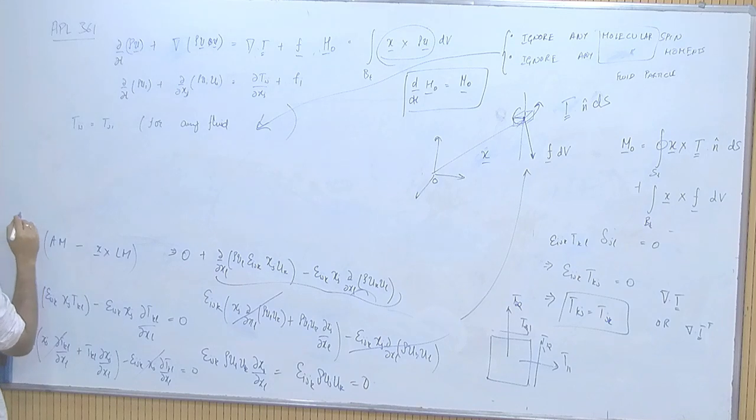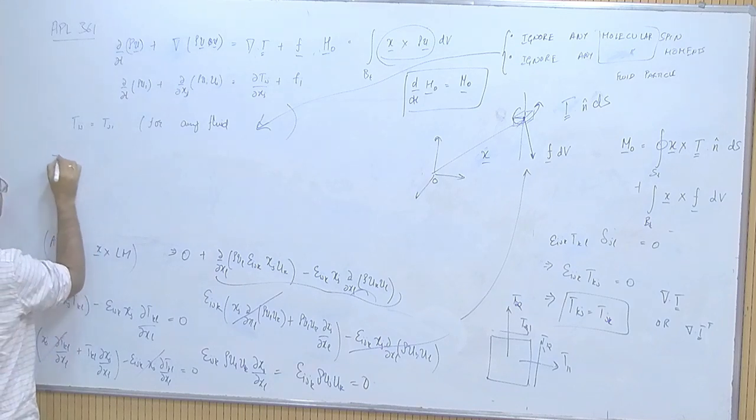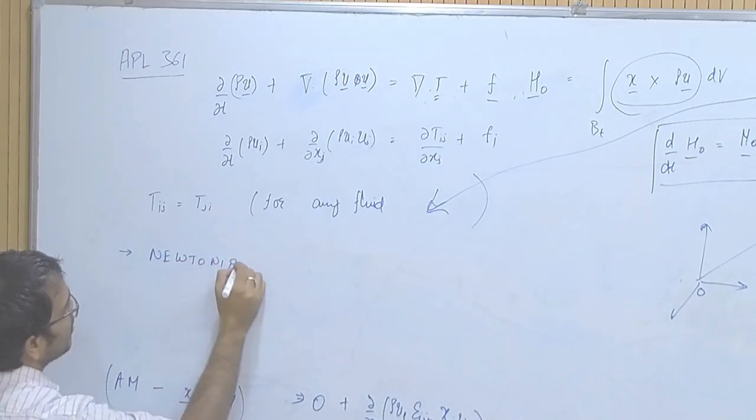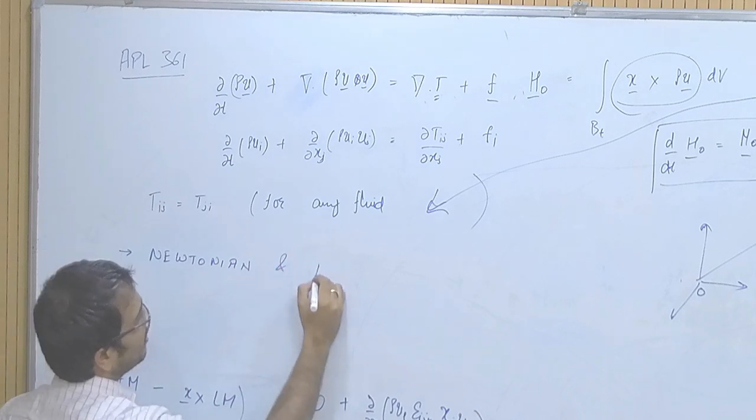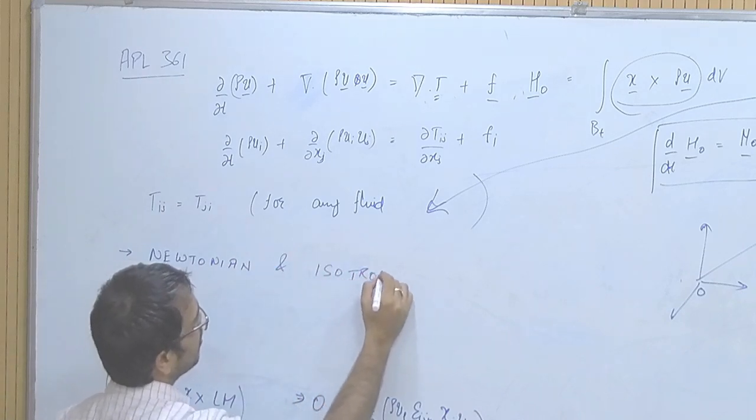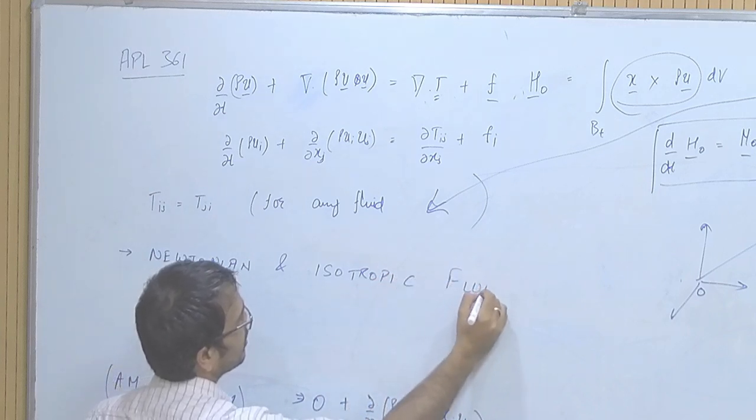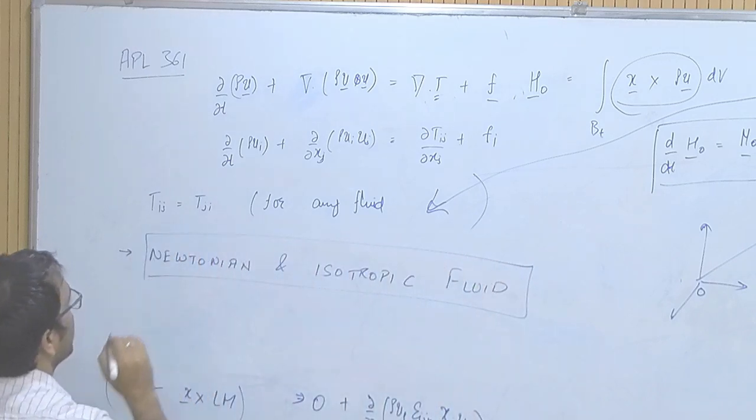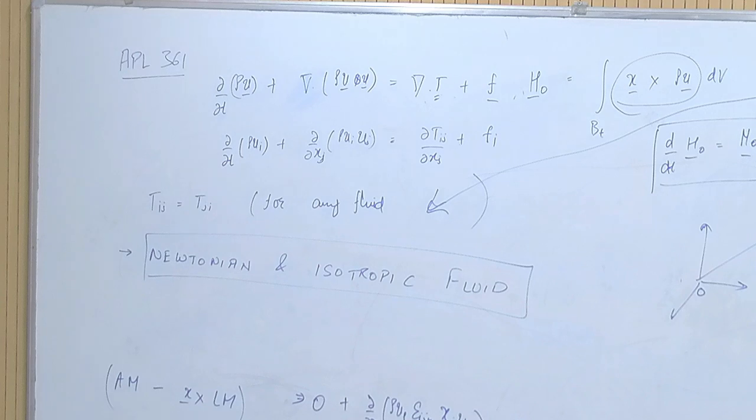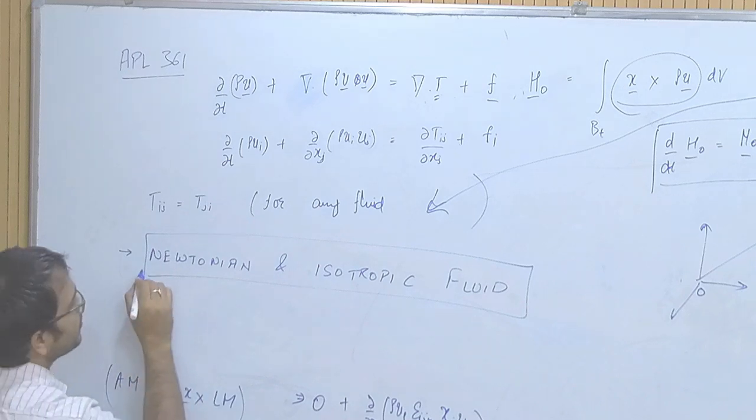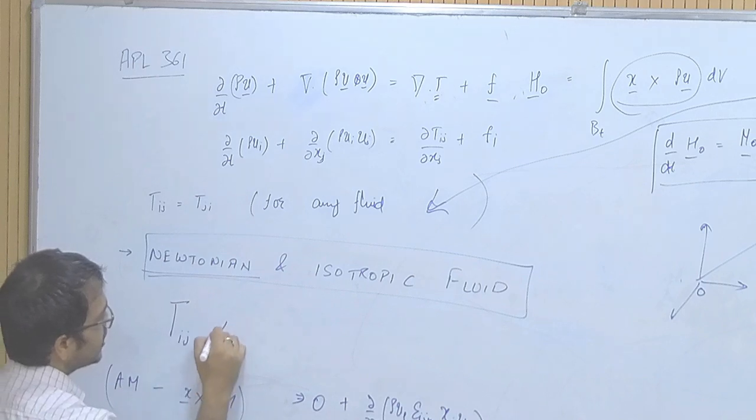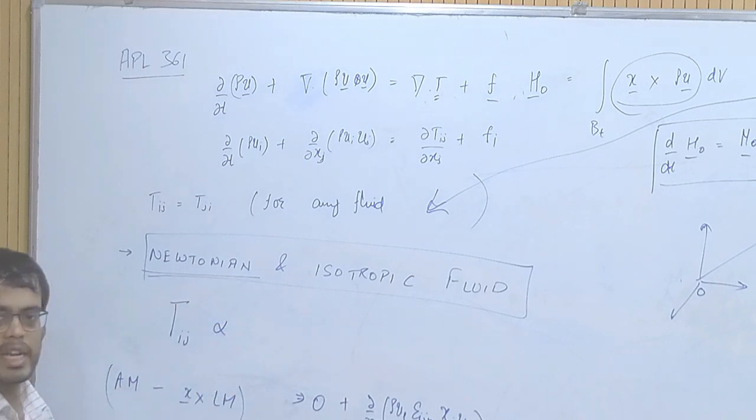Further assumptions that we are going to make are, we are looking at a Newtonian and isotropic fluid. Okay, this is the simplest fluid that one can look at. And the reason why this is the simplest fluid one can look at is, by virtue of saying this is a Newtonian fluid, we say that Tij is proportional to the strain rate tensor.